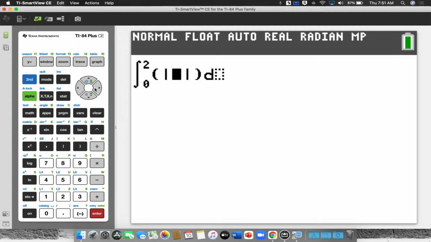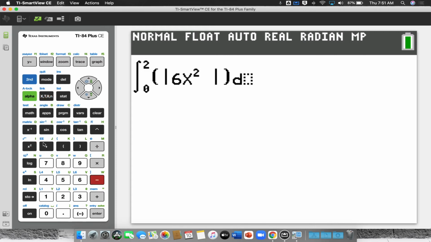So now we're going to put in our function. The function starts out 6t squared. Our variables are right next to the green alpha button. Right next to the green alpha button, it says X, capital T, theta, N. We're going to use that button there. It's not going to be a T, but who cares? Squared. Squared is down here on the left side, right above the log button.